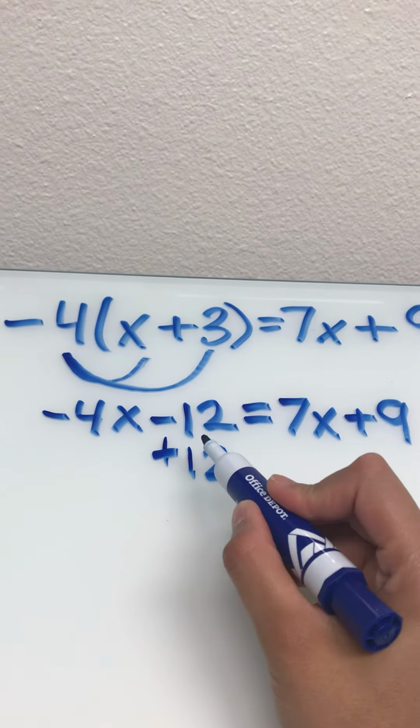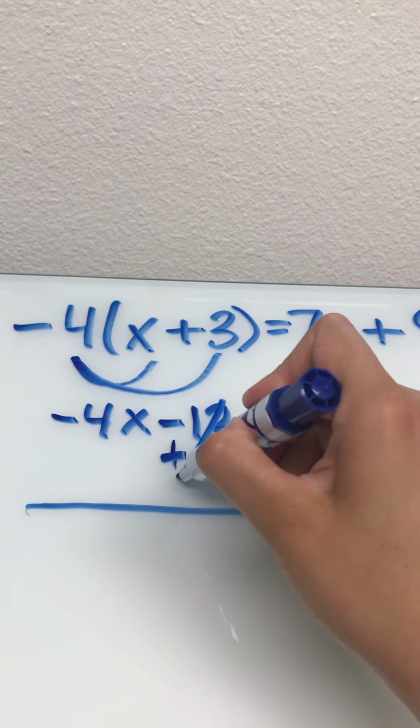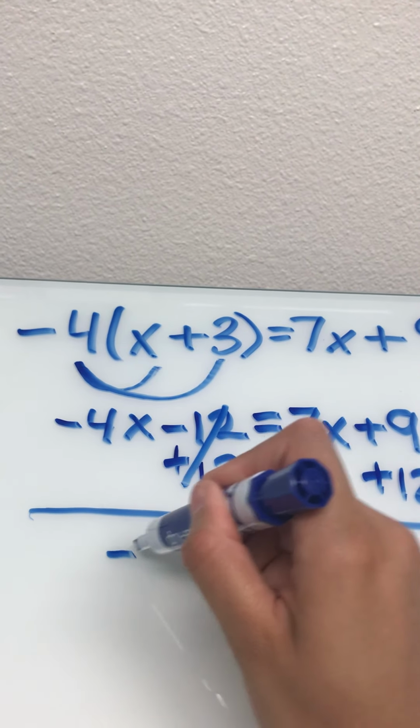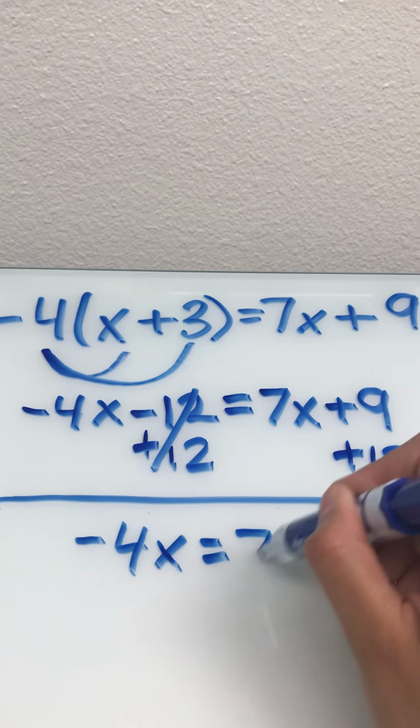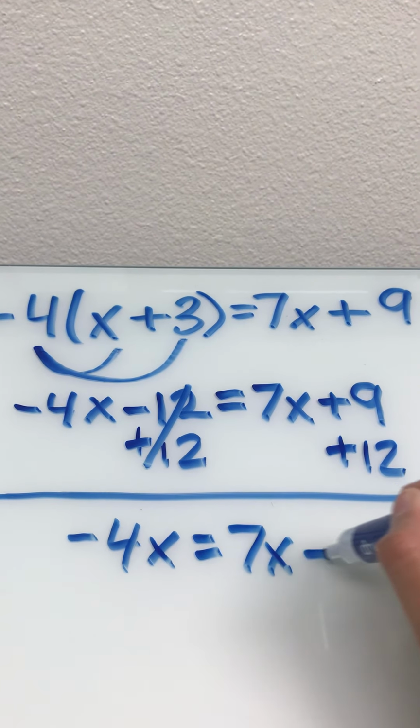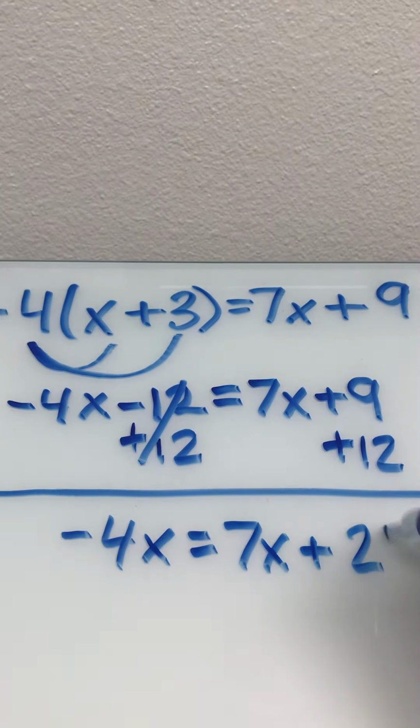This way, -12 and a positive 12 cancel out, and then we're left with -4x equals 7x plus 21.